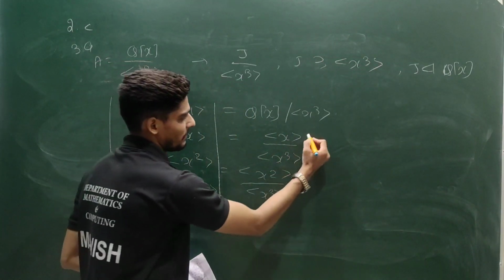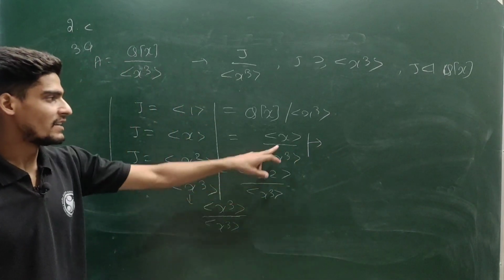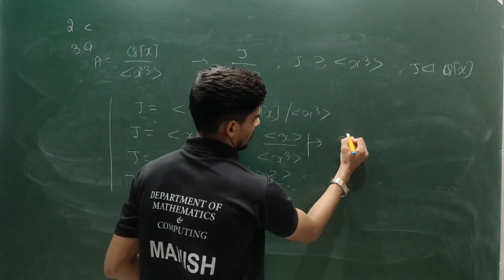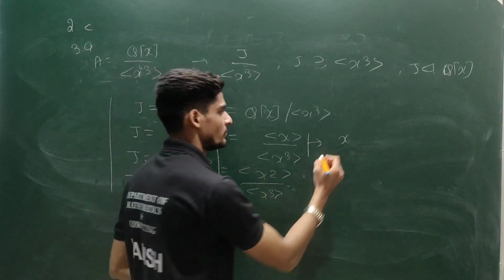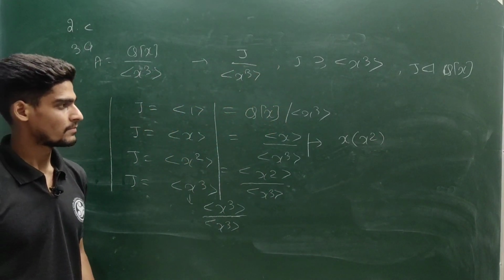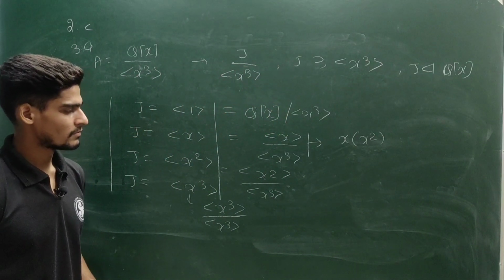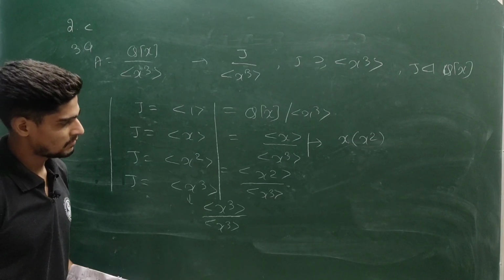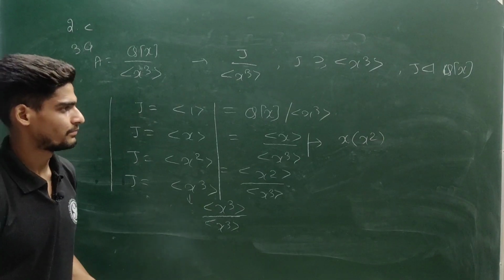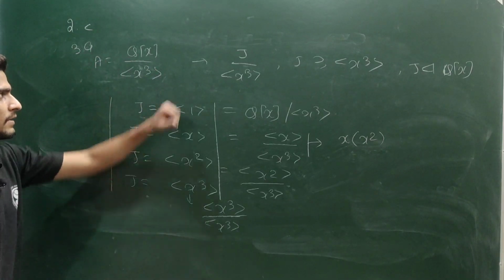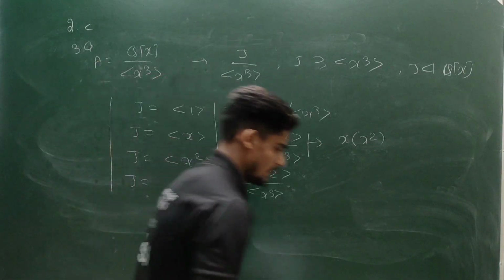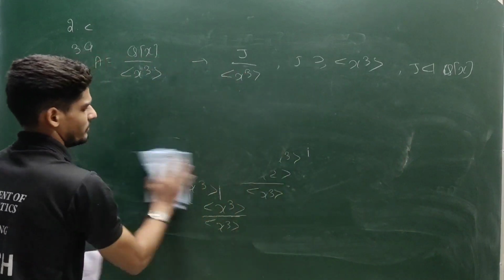Can it be a prime? If you observe this, the ideal generated by x, this x will be a member of this, as well as x square will be a member of this. Okay. Let me do it in a better way. Let's do some more thing for this.